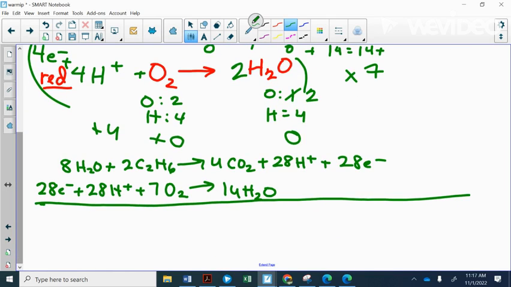Now watch. The hydrogen ions, I meant to do that in the middle. The hydrogen ions and the electrons are going to cancel out. Done, right? There's 28 coming out and 28 going in. So there's a net of 0. But look at the waters.